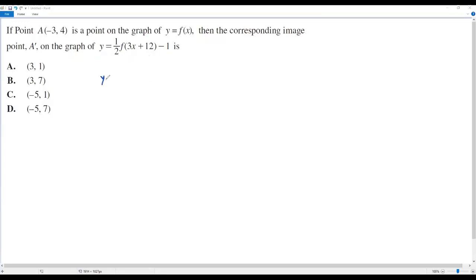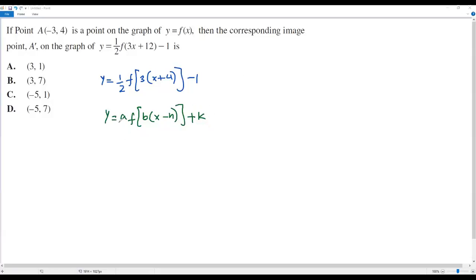So before that, I have to make a little change in the given transformed function. That is, I'm going to factor 3 from this x plus 12. If I factor 3 from this x plus 12, I'll be getting 3 times x plus 4, minus 1. Usually the transformed function is written in the form y equals a times f of b times x minus h, plus k. So here a represents the vertical stretch or compression, and b represents horizontal stretch or compression, and h represents horizontal translation, and k represents a vertical translation.